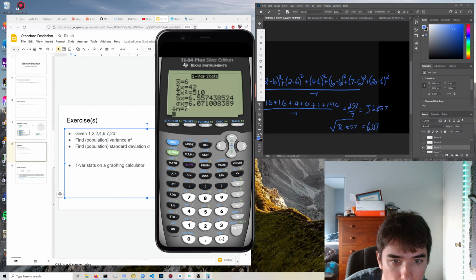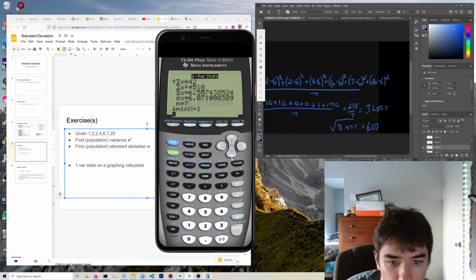Just to show you what this is, it shows you x bar, it shows you the sum is 42, it shows you the sum squared. Sigma is 6.07, which we calculated here. The number of elements is 7. And then it gives you the five number summary too: min, Q1, median, Q3, and max.